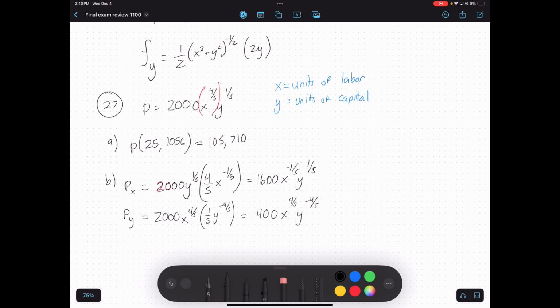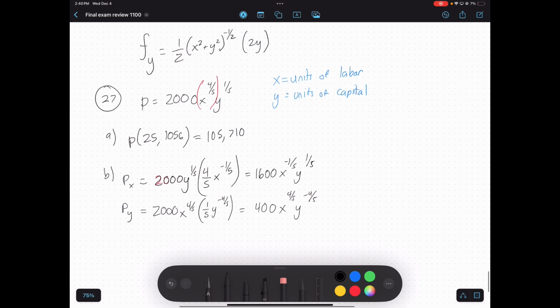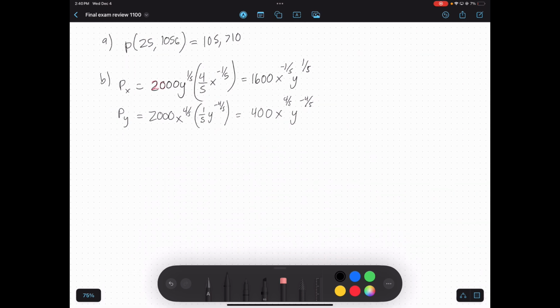And the rest of the problem, part C, is just, okay, evaluate it for 25 units of labor and 1,056 units of capital. So P sub X, 25, 1,056: plug in 25 for X and 1,056 for Y, and you get 3,383. And then P sub Y, 25, 1,056, you get 20. So if I plug in those values into my partial derivatives, this is what I get. What do these numbers actually mean? What does the 3,383 mean?